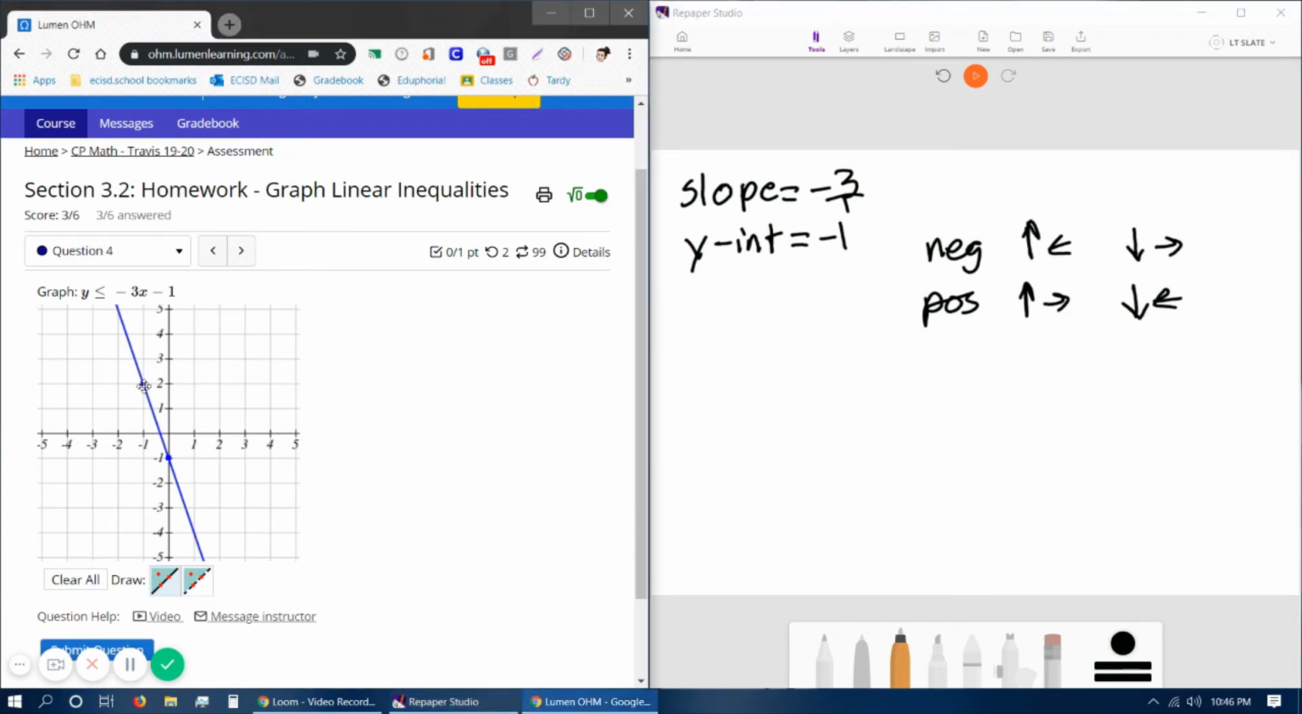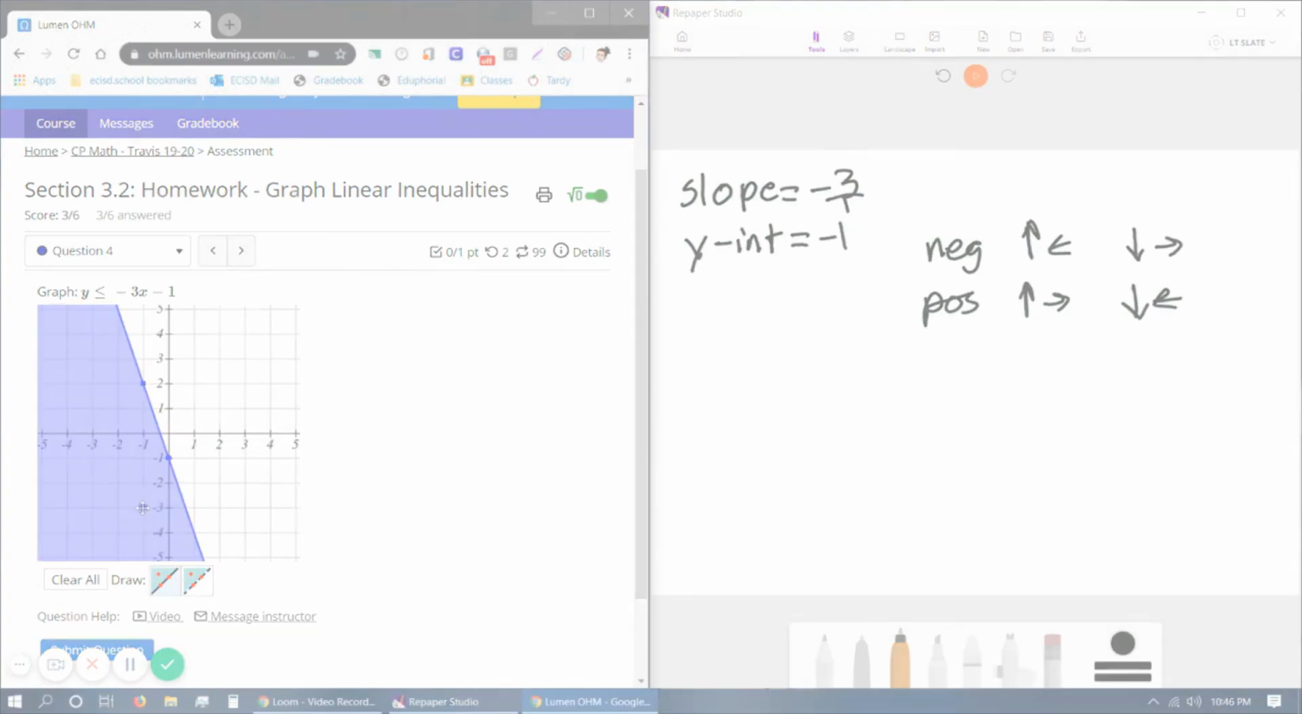Now that I've drawn my line, I need to look at shading. The inequality is y is less than or equal to -3x minus 1. Less than or equal to means I need to shade below, so I'll place it on the bottom part of this grid line down here.